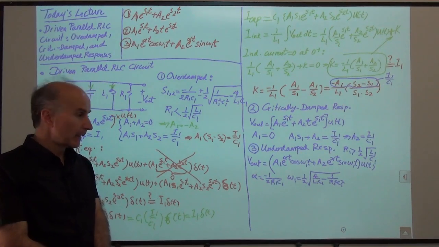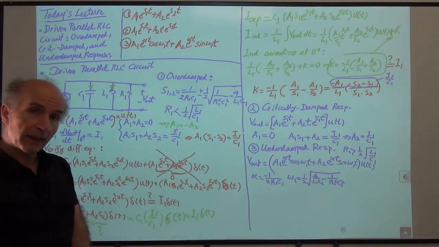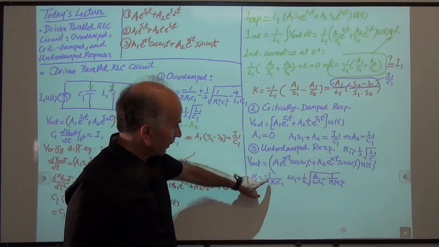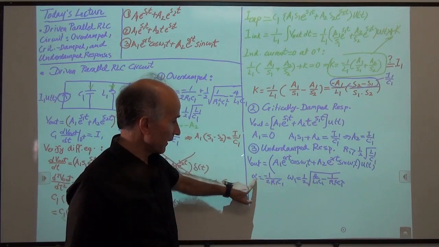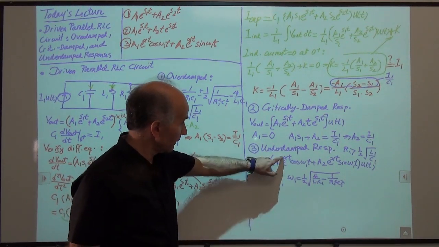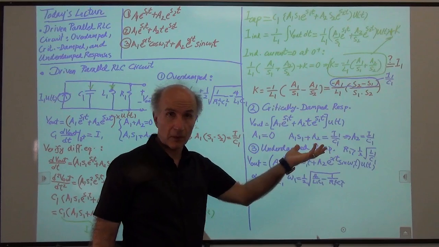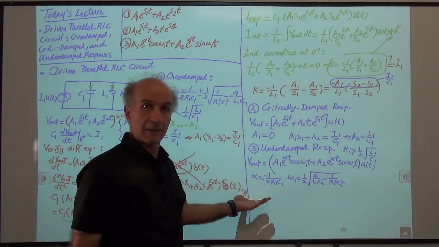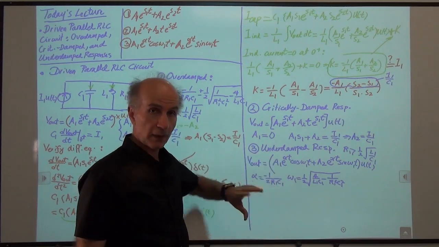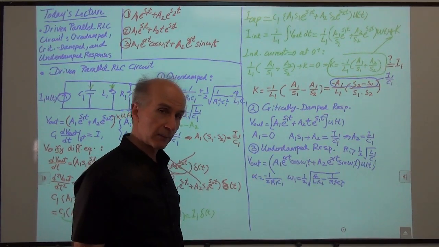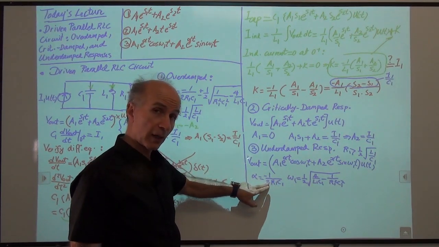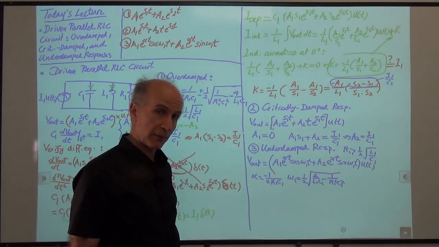I should mention that some textbooks prefer to call 1 over 2 R1 C1 alpha, without the negative sign, and then they put a negative sign here. That's possible too. I prefer to do it this way because it's simpler, but some textbooks put the negative sign over here. So that should not be confusing, because they assume alpha is just 1 over 2 R1 C1, not minus 1 over 2 R1 C1.